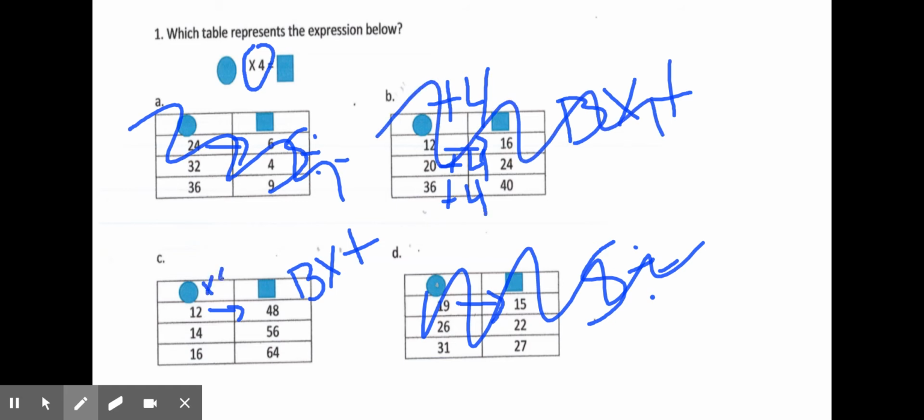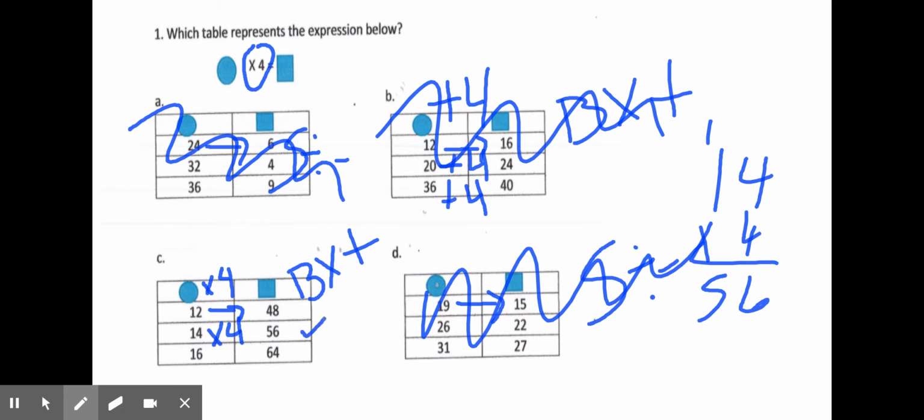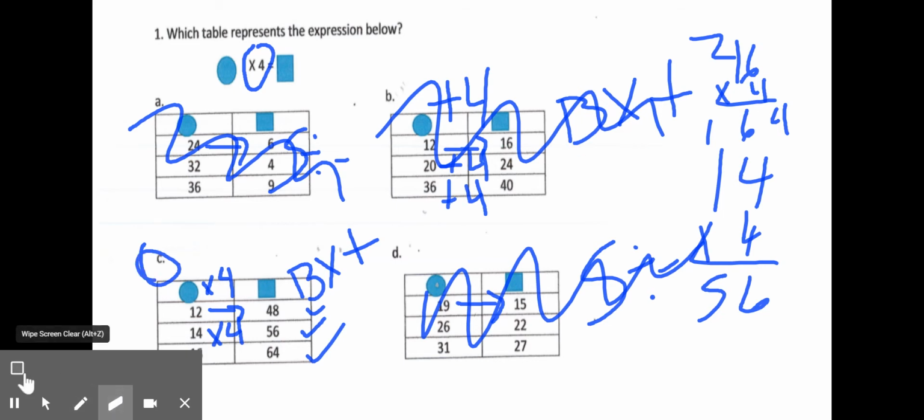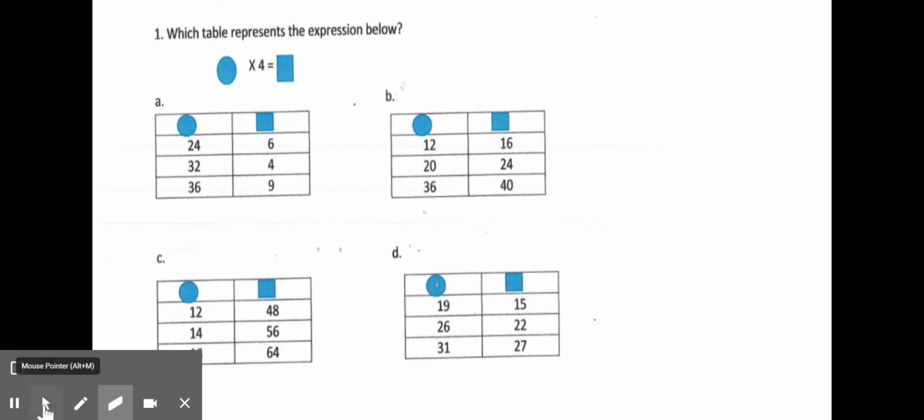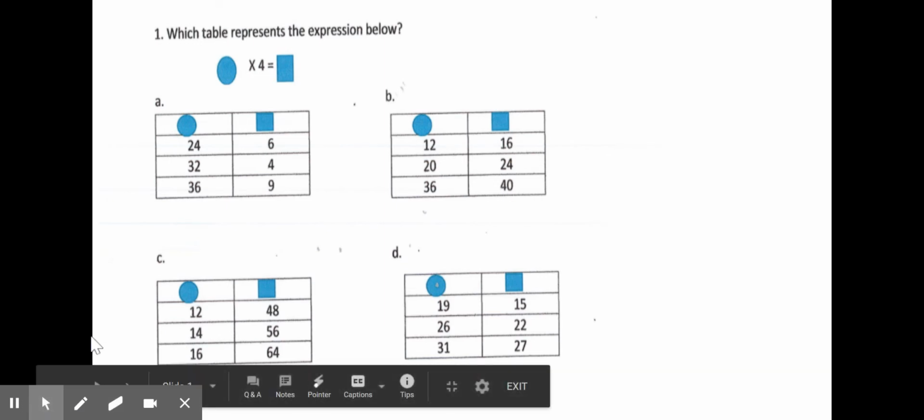If I do 12 times 4, 12 times 1 is 12, 12 times 2 is 24, 12 times 3 is 36, 12 times 4 is 48, so it works. So I'm going to try 14 times 4. I don't know that, so I'm going to have to work it. Yes, that is 56. And 16 times 4, that'd be 64. Yes, so C is my answer. So sometimes you don't have to find the rule. Sometimes they give you the rule. They want you to find the chart that goes with the rule.